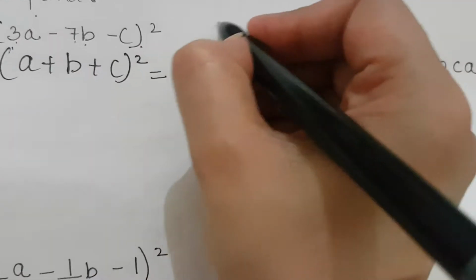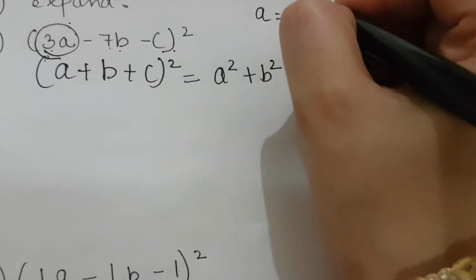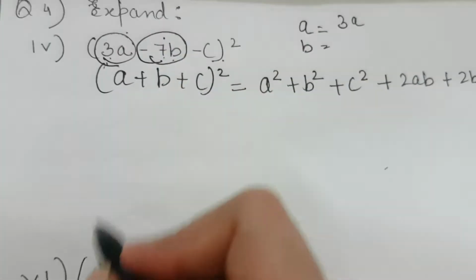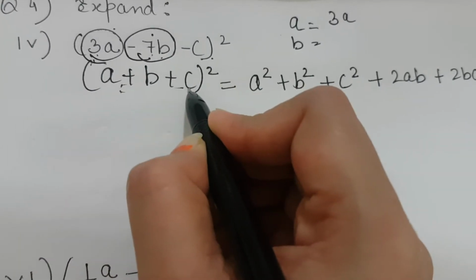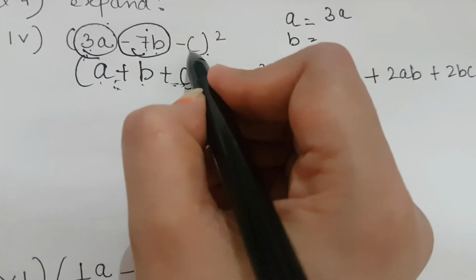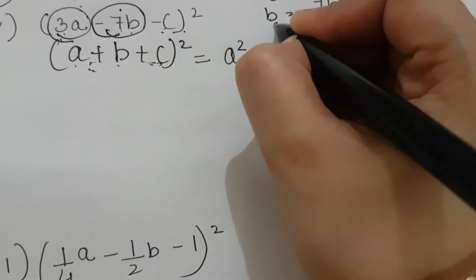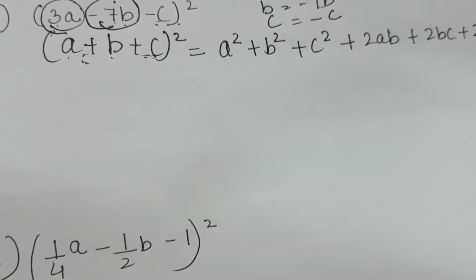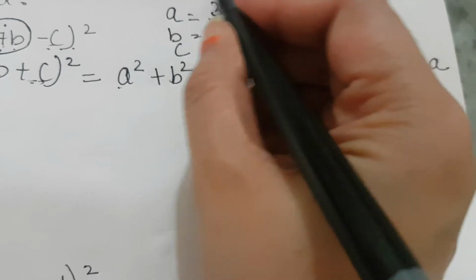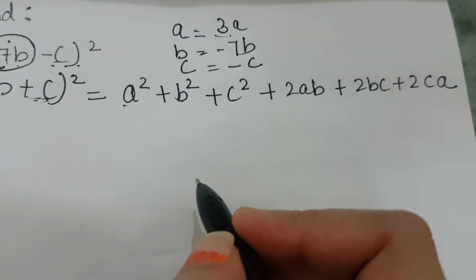So now we write our values. What is the value of a? 3a. What is the value of b? Minus 7b. Now why are we considering the sign? Because here we are not applying the identity of the minus sign. Our identity is all plus, so we will consider the signs also. So b value is minus 7b and c value is minus c. So in our identity, in place of a we will keep 3a, in place of b minus 7b, and in place of c minus c.